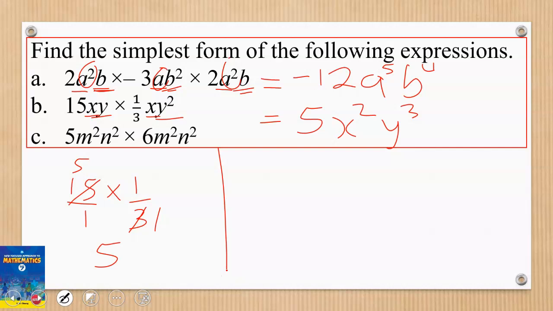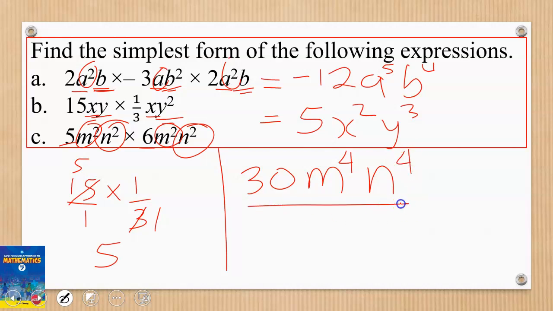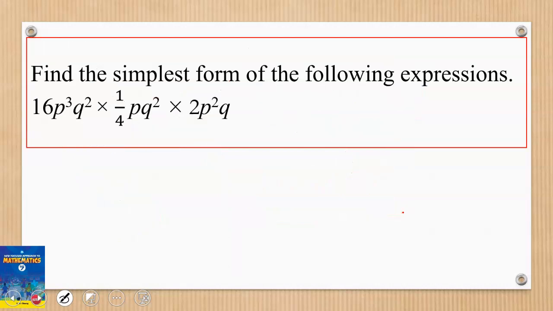The last one: 5 times 6 will give us 30. So we have our first number, 30. Now we have m. So m squared times m squared will give us m exponent 4. Then n squared times n squared will give us n exponent 4 as well. So that becomes the answer. Good. Now let's try another one. Find the simplest form of the following expression.